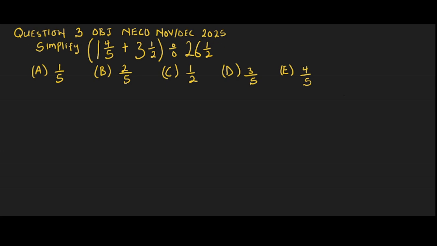Question 3, our objective. We have: simplify 1 whole number 4 over 5 plus 3 whole number 1 over 2, divided by 26 whole number 1 over 2. Here are the options. Solution.